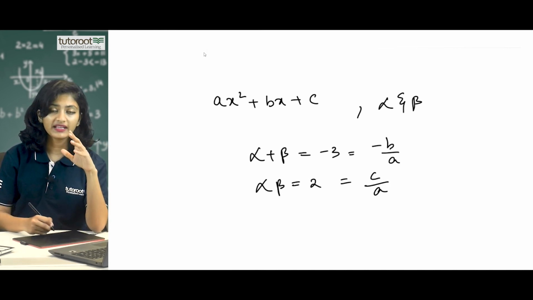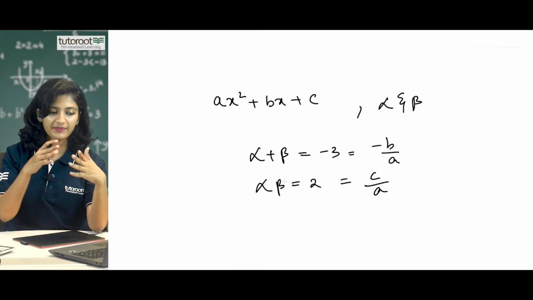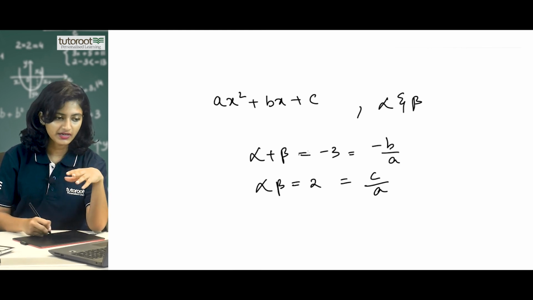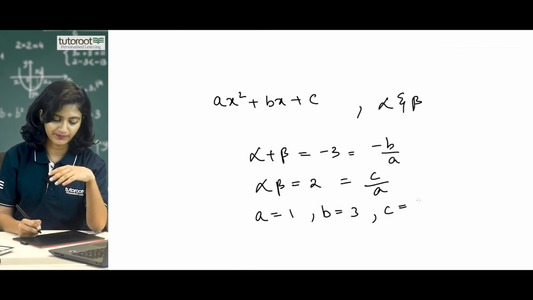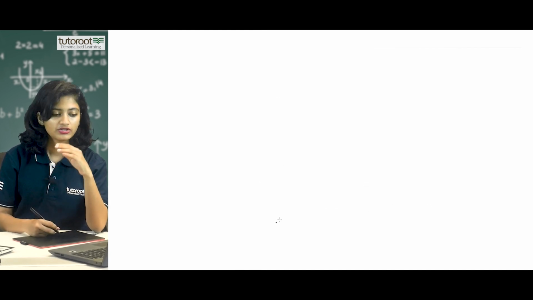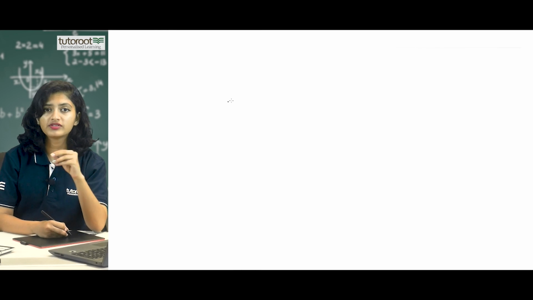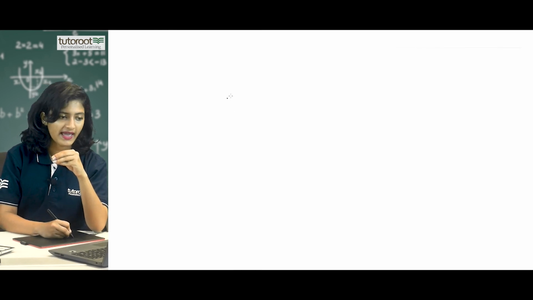Now, we can write a set of quadratic equations from this given condition. So from here itself you can write a is equal to 1, b is equal to 3 and c is equal to 2. Okay. So one quadratic polynomial which fits the condition is x square plus 3x plus 2 from what we just checked.